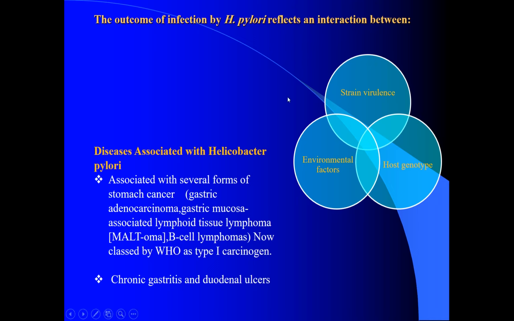إذن عندنا الديزيز associated with H بايلوري يمكن أن يكون على شكل أما gastritis acute أو chronic، أو يتحول إلى adenocarcinoma، أو يتحول إلى associated lymphoid tissue lymphoma، أو يتحول إلى carcinoma.